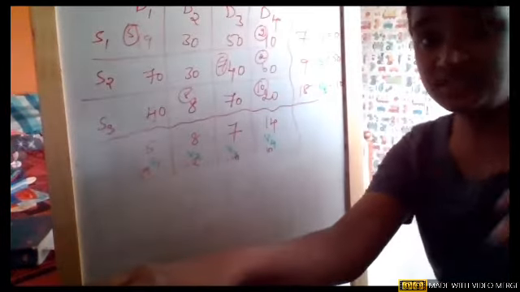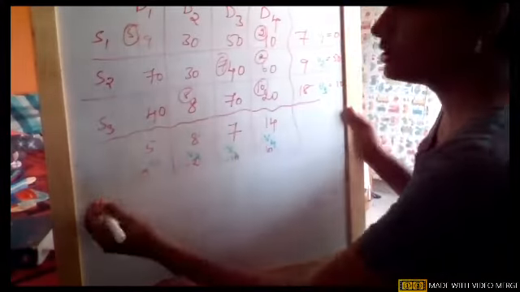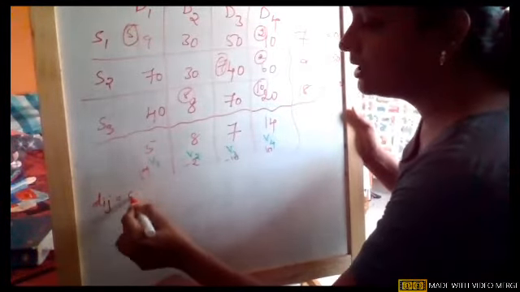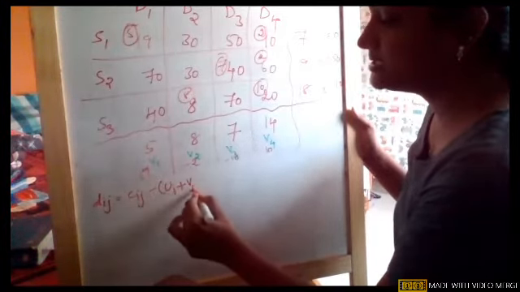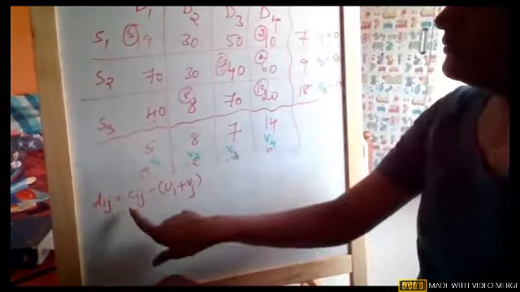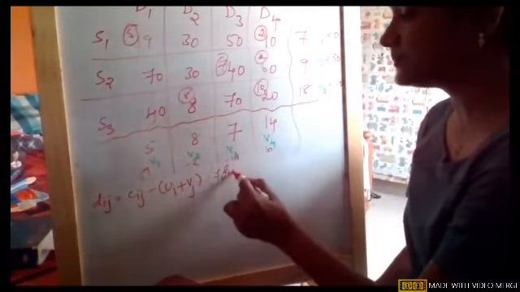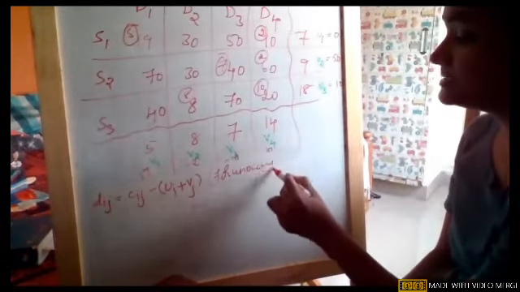Now, can you see the board? For unoccupied cells, the equation is Dij is equal to Cij minus (Ui plus Vj). Simple. Now we know what is the cost. It is for unoccupied cells, girls. Unoccupied cells means where there is no allocation. That I call an unoccupied cell.